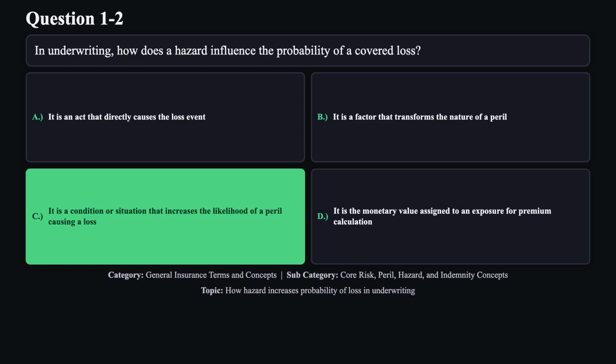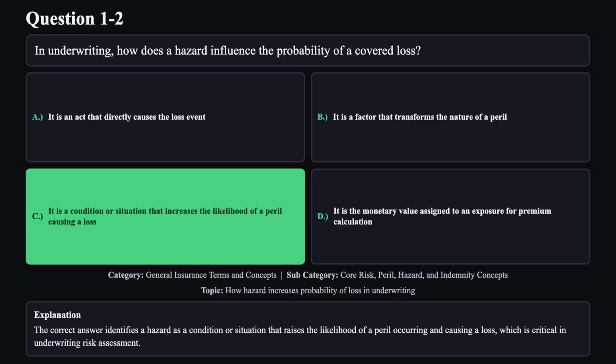The correct answer is C. The correct answer identifies a hazard as a condition or situation that raises the likelihood of a peril occurring and causing a loss, which is critical in underwriting risk assessment.